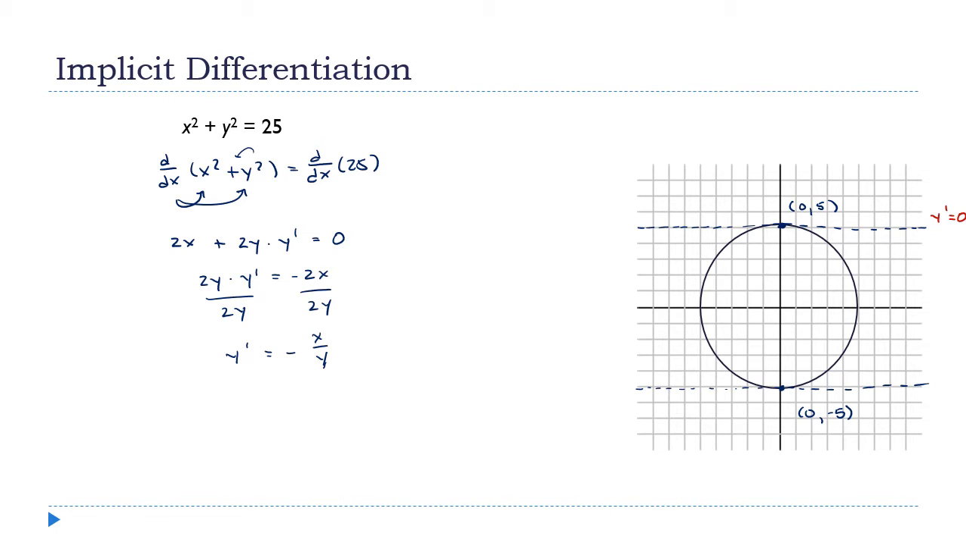Okay, let's try it out. Let's put those points in here. y prime equals negative 0 over plus or minus 5, which is 0. Awesome. Exactly what we expected to get.